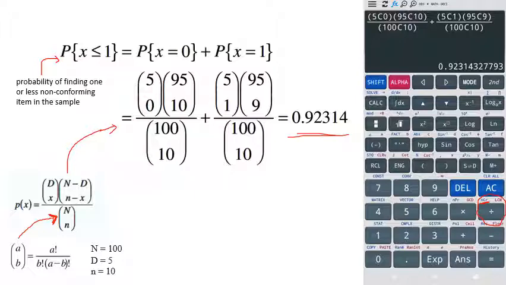So the final answer is: the probability of getting or finding one or fewer non-conforming items in the sample is equal to 92.314% or 0.92314. This is our answer.